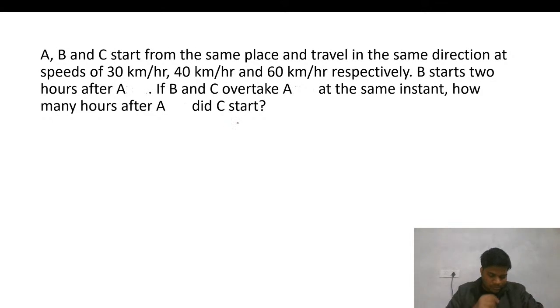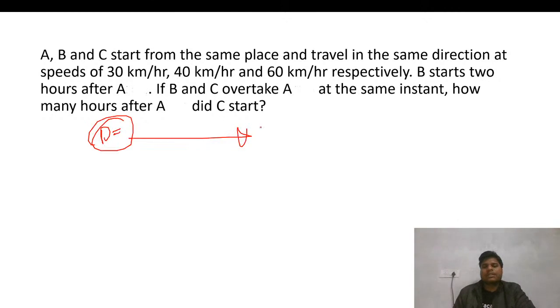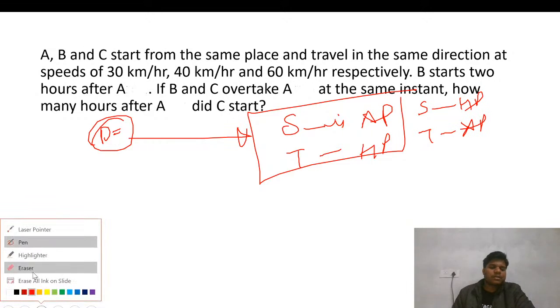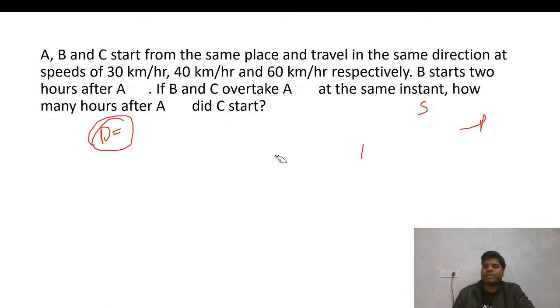Yeah, Baris, you have got it right, 4 hour, I think that is right. So what I want to tell here: when distance is constant, if your speed is in AP, your time will be in HP, and vice versa. If your speed is in HP, your time will be in AP. So remember this concept. It's very simple, it will help you solve questions if you remember this.